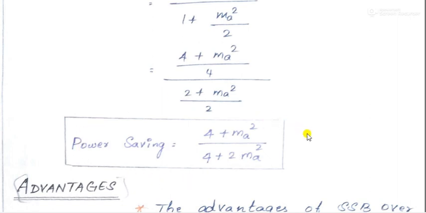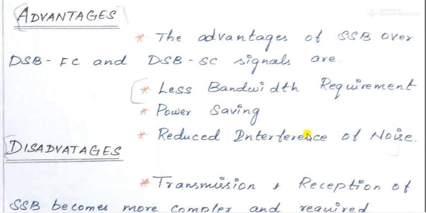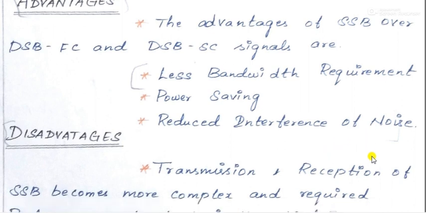In general, 97 or 99% of the power is saved compared with double sideband suppressed carrier. Advantages of the SSBSC technique: it requires less bandwidth compared with double sideband suppressed carrier. This is a power saving technique compared with double sideband suppressed carrier. And there is reduced interference of noise. In double sideband suppressed carrier, interference is more. Here interference is reduced because one sideband is suppressed.